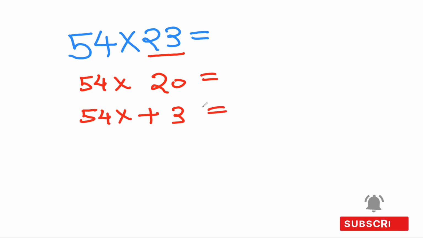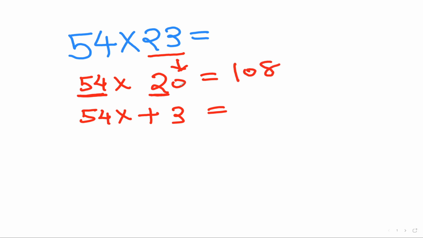Now, if I want to do 54 times 20, I can just neglect that 0 at the moment. I can just simply think about 54 times 2, which is double of 54, which is 108. And there is 0 at the end, which I can just put down.